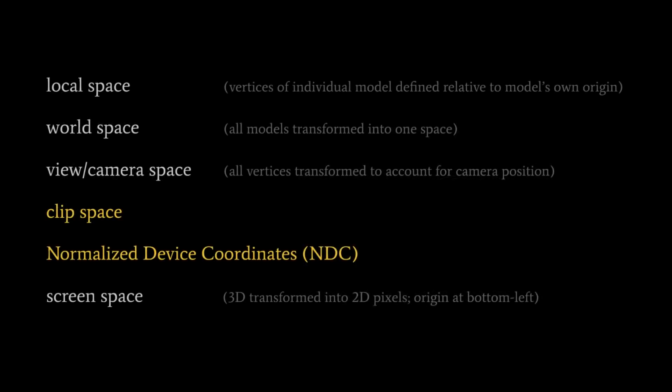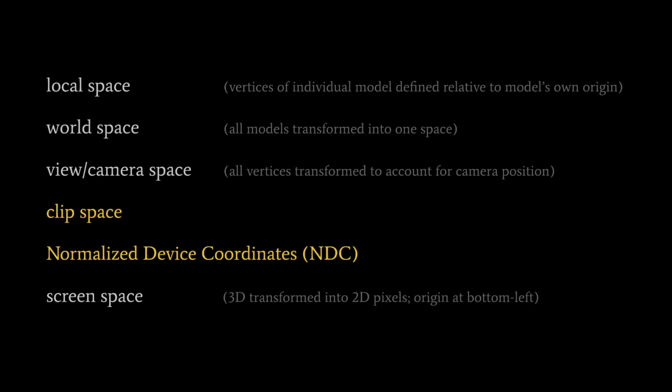In the process I described earlier, I glossed over some extra steps that OpenGL performs. We could, in principle, go straight from view space to screen space, but in OpenGL, what actually happens is we go from view space to what's called clip space, and then from clip space to what's called normalized device coordinates, and then out to screen space. So what is clip space?